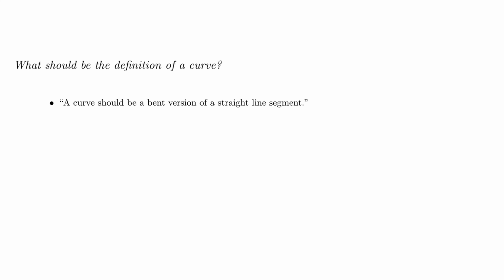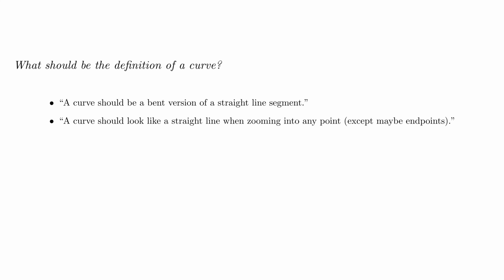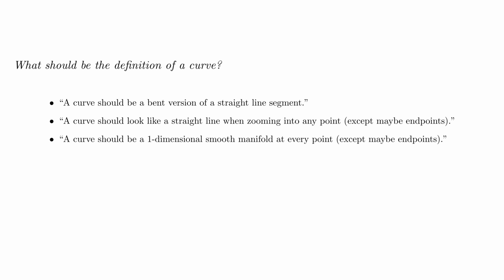That's a nice idea, so let's try to rephrase this a little more formally. A curve should look like a straight line when zooming into any point, except maybe the endpoints. That's a better description, but we can make it a bit more formal. A curve should be a one-dimensional smooth manifold at every point, except maybe the endpoints.